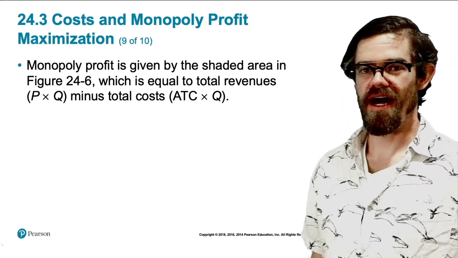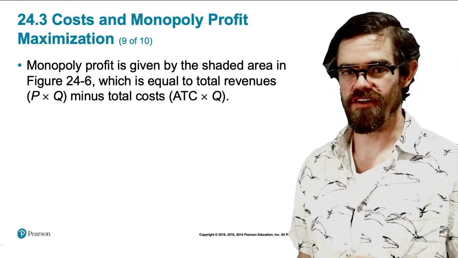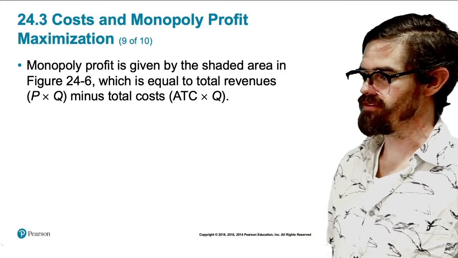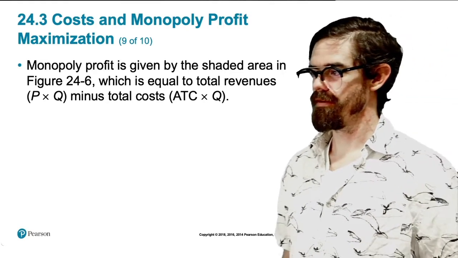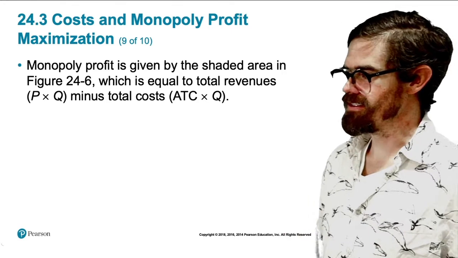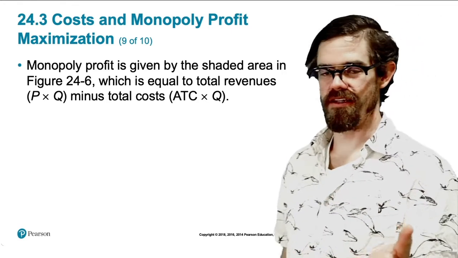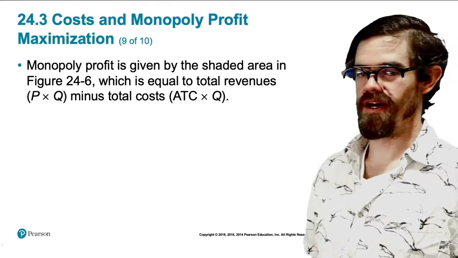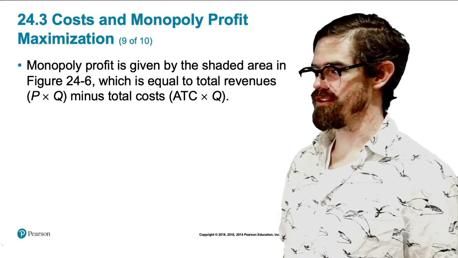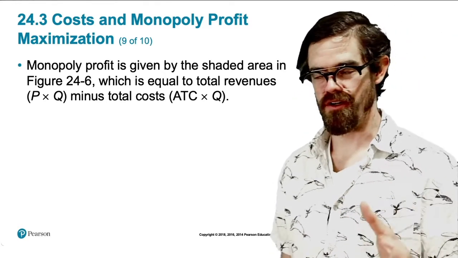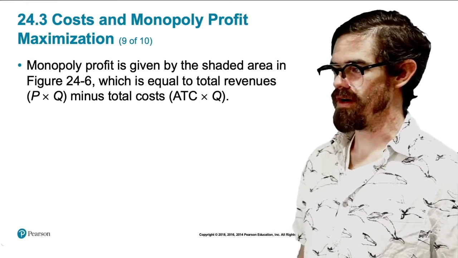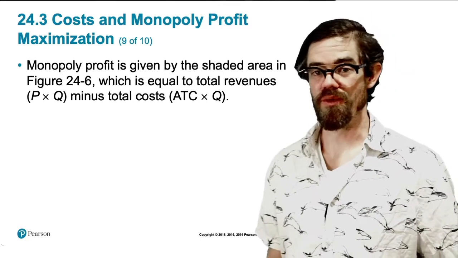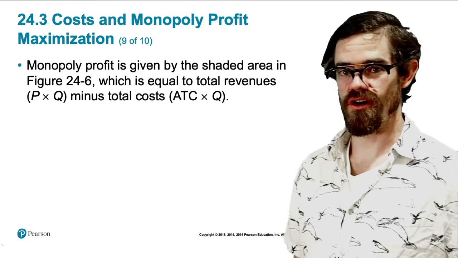Okay, so how do we find its profit graphically? What does it look like in our graph? Or even mathematically, really. It's given by the shaded area in the next figure that we'll see in a second. But mathematically, in an equation, it's equal to total revenues, which we already know is price times quantity, minus total costs, which we can calculate as average total cost times quantity.